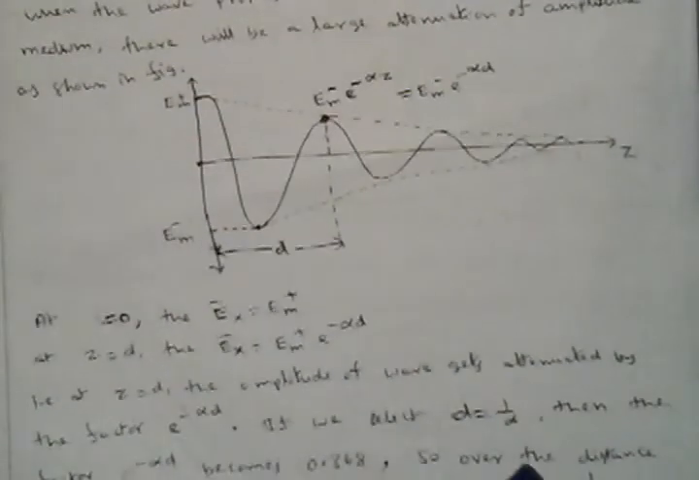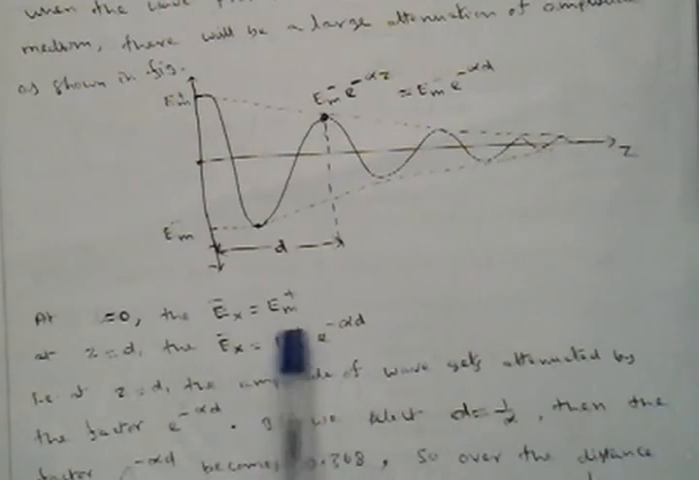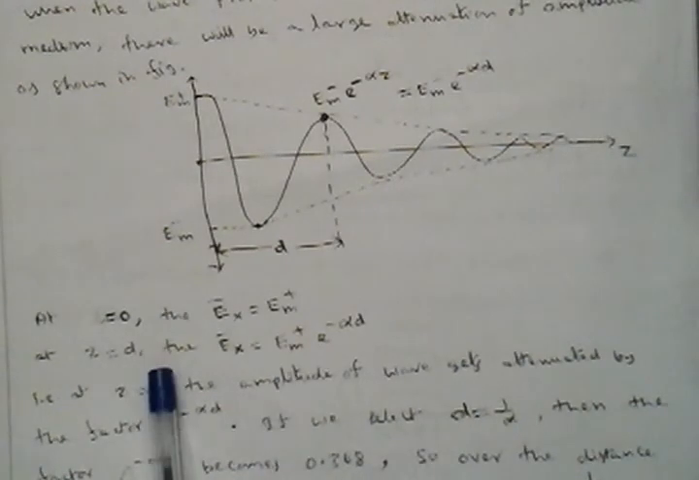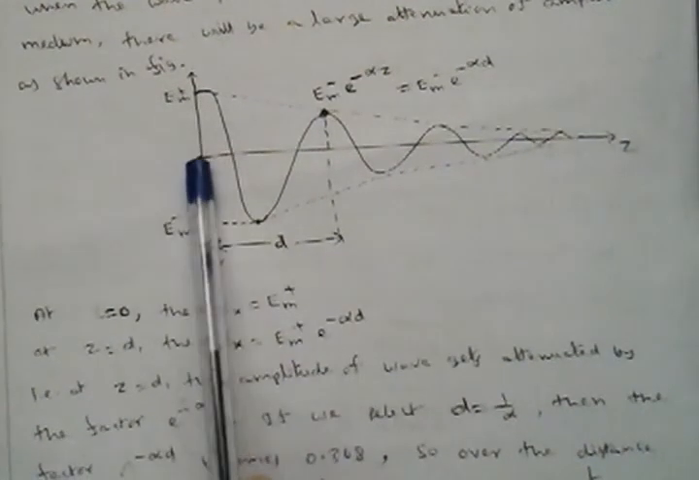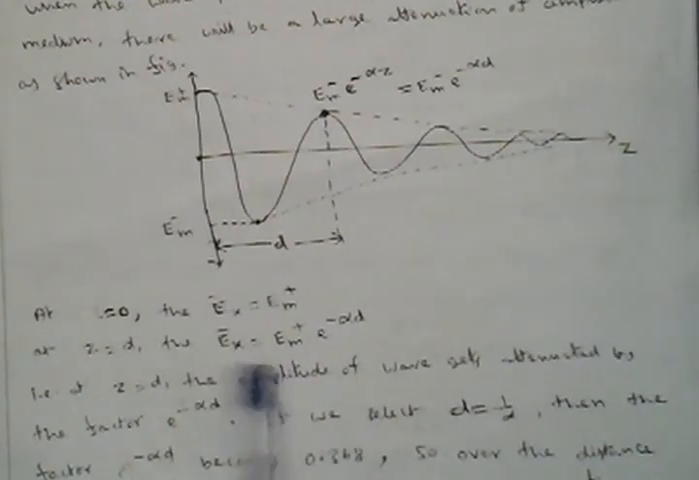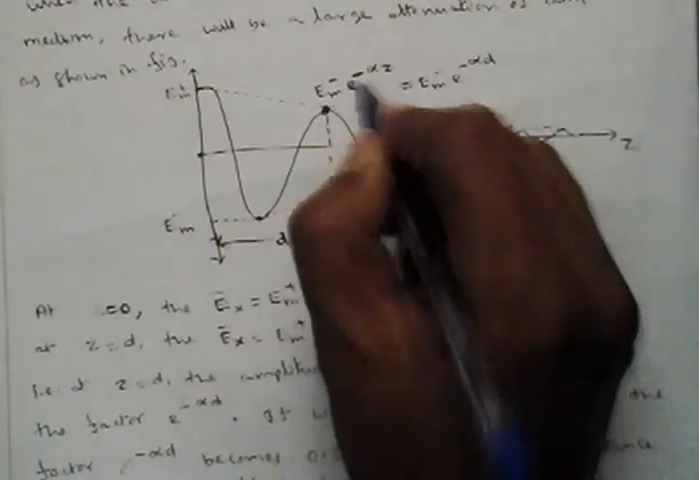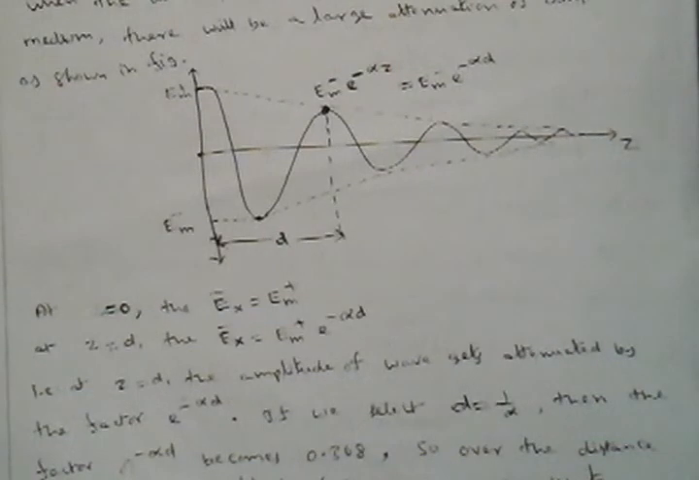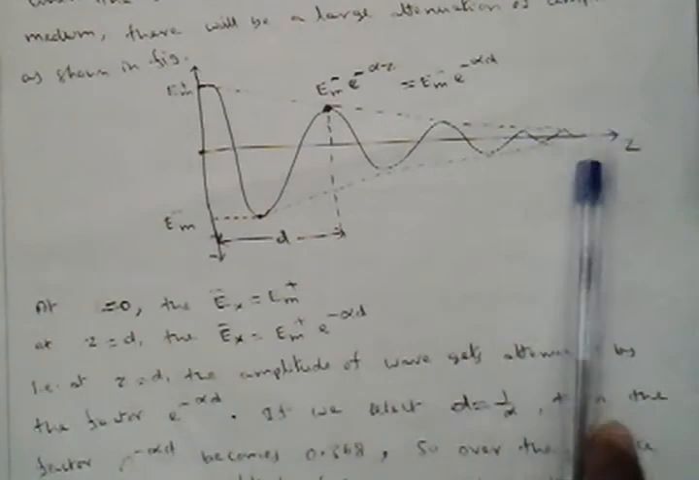Now let's analyze this waveform. At z equal to 0, Ex is equal to Em plus. At z equal to d, the distance along the z direction, Ex is Em plus e power minus alpha d. That means when the distance is increasing, the amplitude of the waveform is drastically reducing.